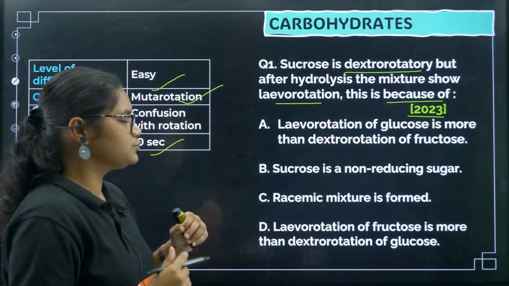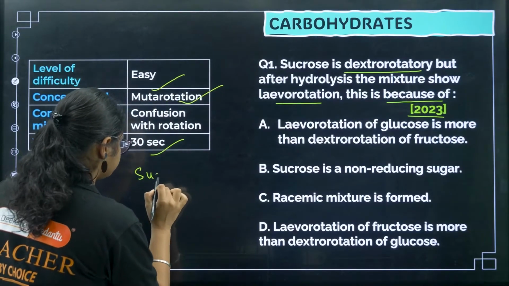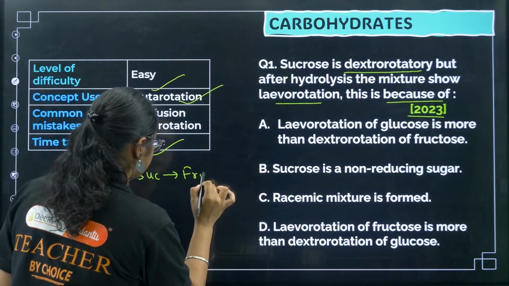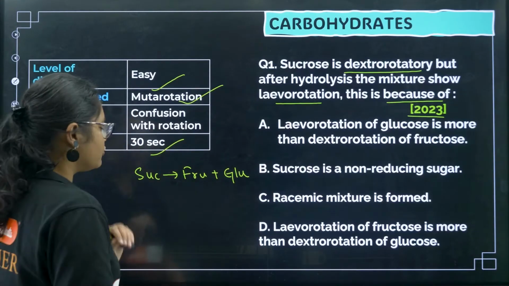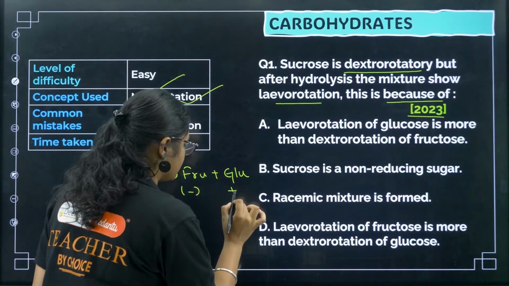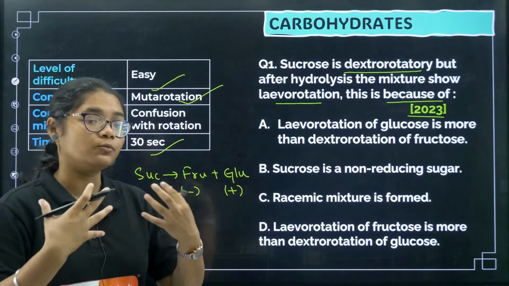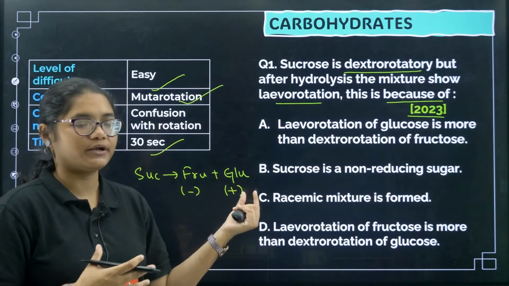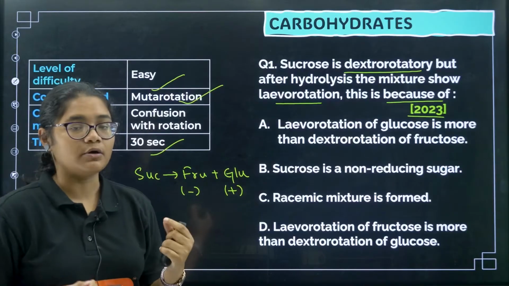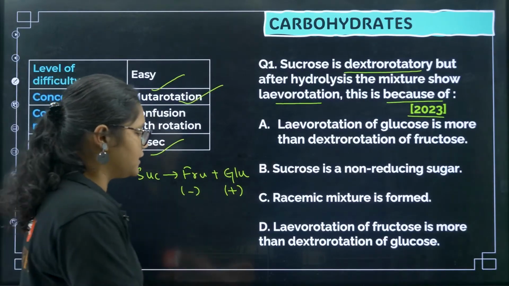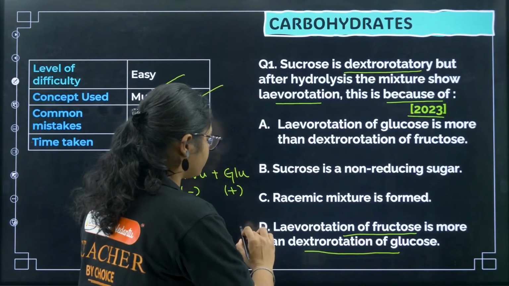So if you remember, sucrose, when you hydrolyze, what do we get? We get fructose and glucose, right? Fructose is levorotatory and glucose is dextrorotatory, but the levorotation of fructose is more than the dextrorotation of glucose. So that is why the overall solution now becomes levorotatory. So the answer here will be: levorotation of fructose is more than the dextrorotation of glucose.